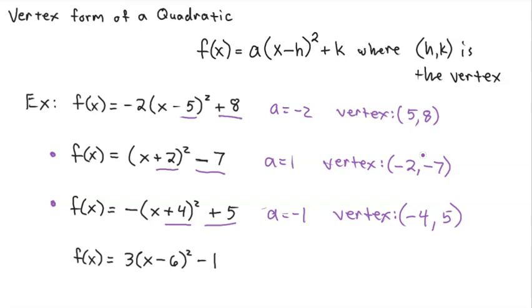On this last one right here, you can see that a is equal to 3, and the vertex is at, we have x minus 6, and so it's always the opposite of what you see, so that's positive 6. So the x-coordinate is 6, and then we have a minus 1 here, and for the k, it's whatever number you see, which is -1, and there we go. The vertex is at (6, -1).